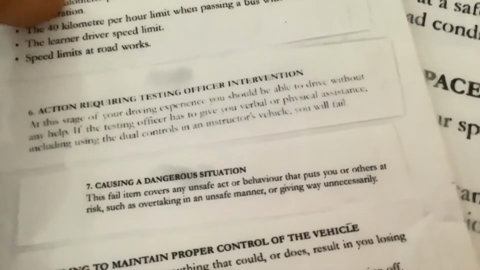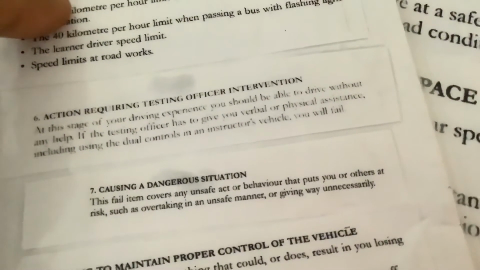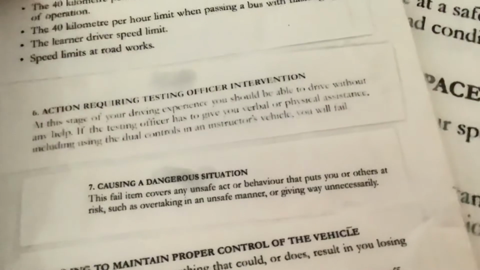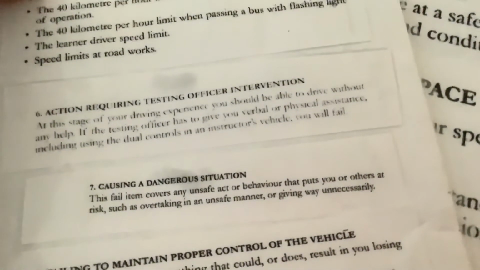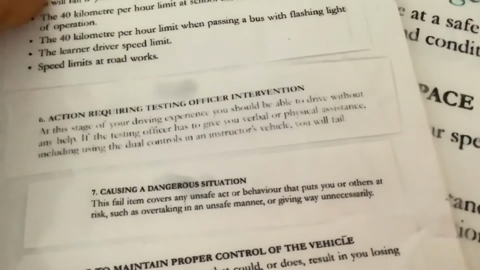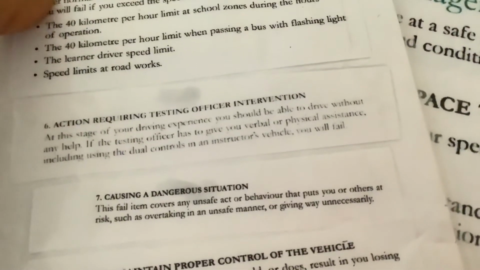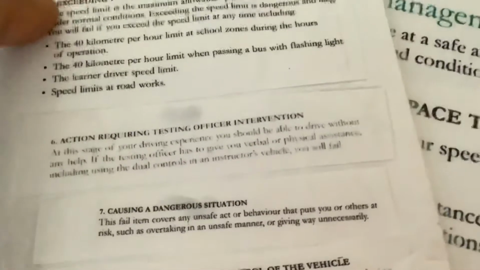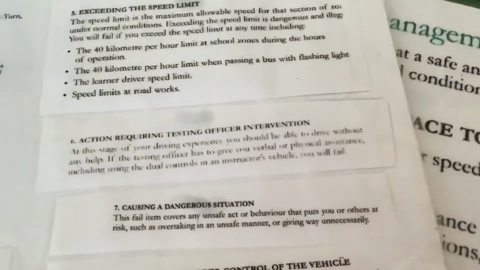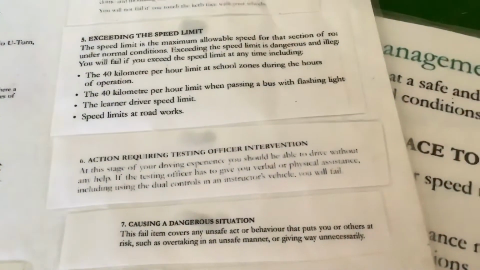Causing a danger situation is F7. Example, fail item covers any unsafe act or behavior that puts you or others at risk, such as overtaking in an unsafe manner or giving way unnecessarily. So for example, giving way unnecessarily, all right.